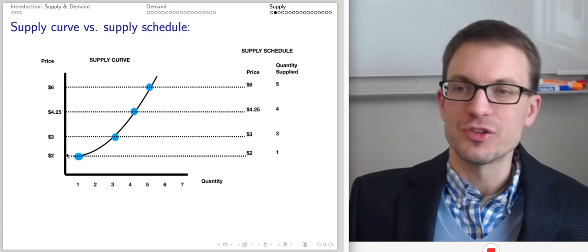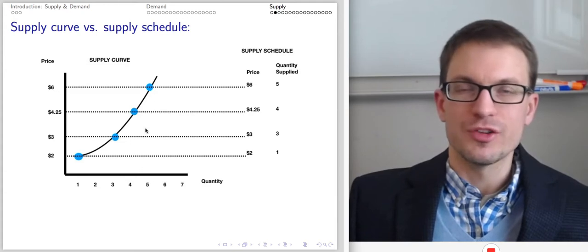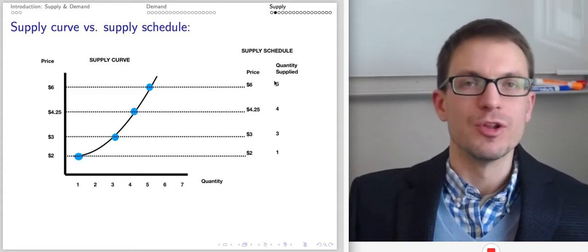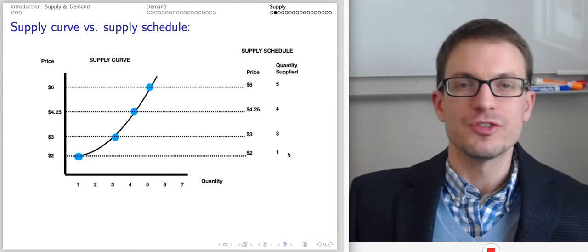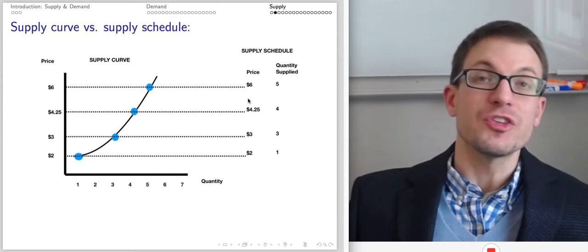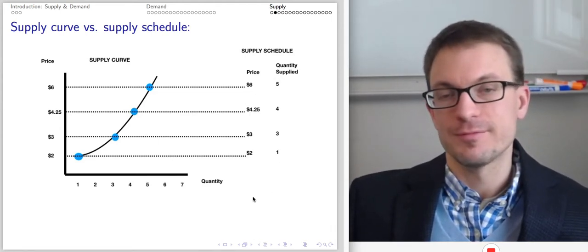We see this depicted in the graphical format. If we go from a price of $2, the quantity supplied is 1, to a price of $6 where the quantity supplied is 5. We can see this in the table as well. From a $2 price, the quantity supplied is 1. At the price of $6, quantity supplied is 5.